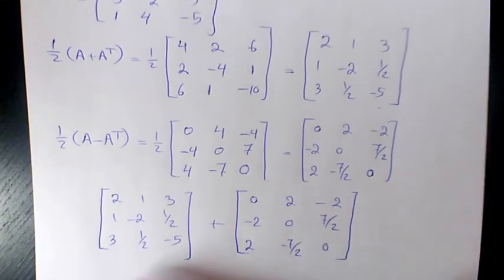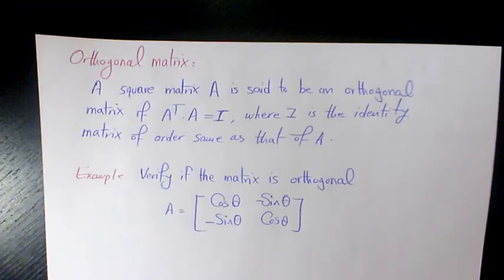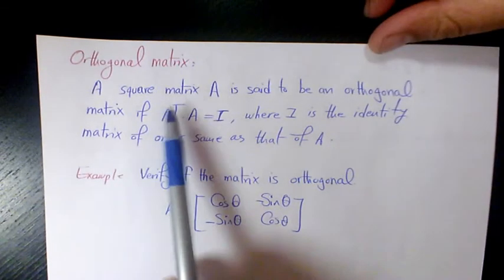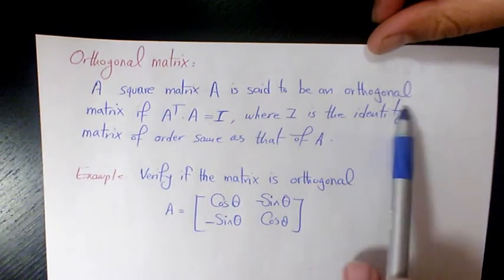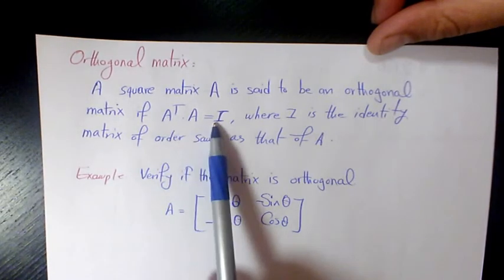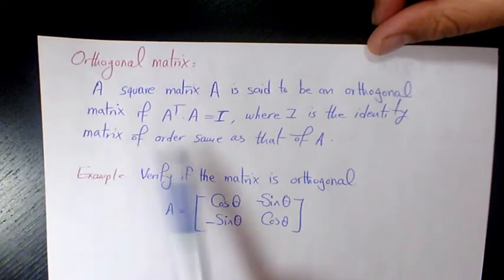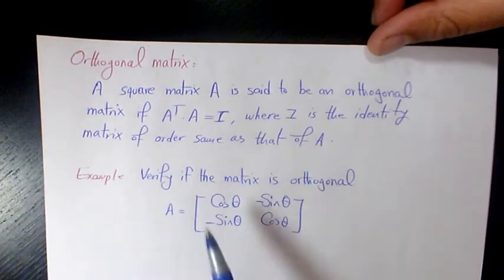So that's going to be the sum of a symmetric matrix and a skew symmetric matrix. That's the symmetric matrix, and this one is the skew symmetric matrix. Next topic is orthogonal matrix. A square matrix A is said to be an orthogonal matrix if transpose of A times A becomes I, which is the identity matrix of the same order as A.